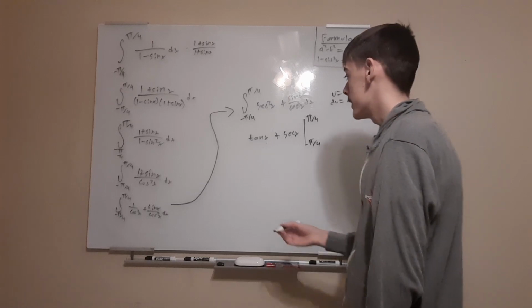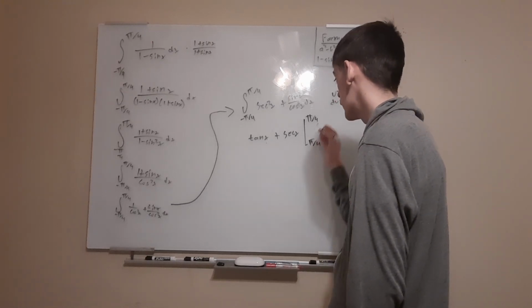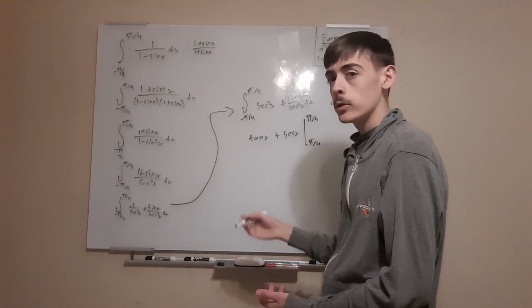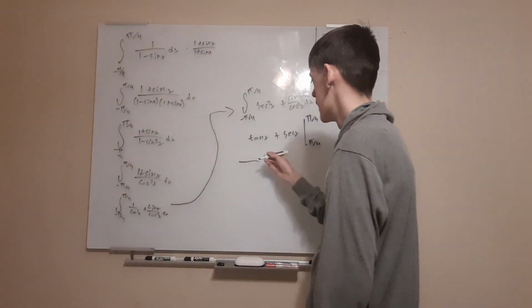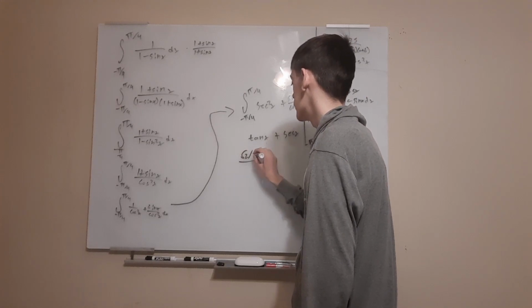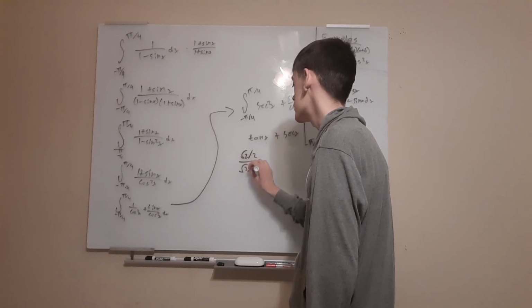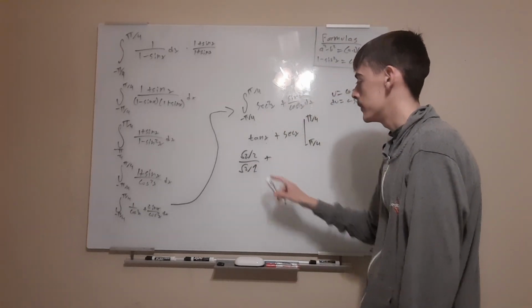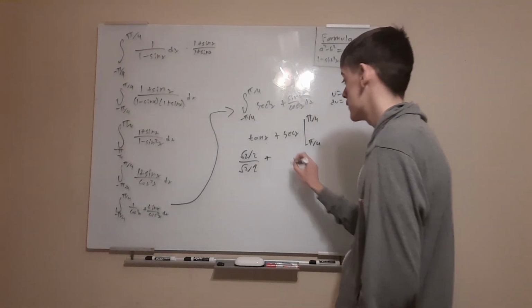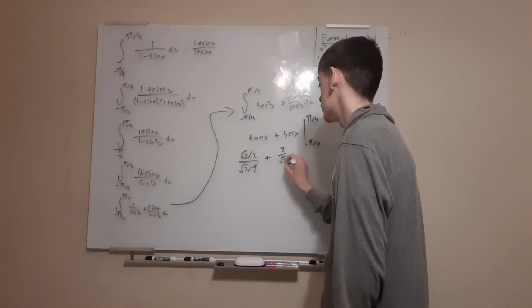So, plugging our bounds in now, we will have tan of pi over 4 first. Now, tan of pi over 4 is the same as sine of pi over 4 over cosine pi over 4. Sine of pi over 4 is root 2 over 2, and cosine of pi over 4 is also root 2 over 2. And because cosine pi over 4 is root 2 over 2, that means secant of pi over 4 is 2 over root 2.